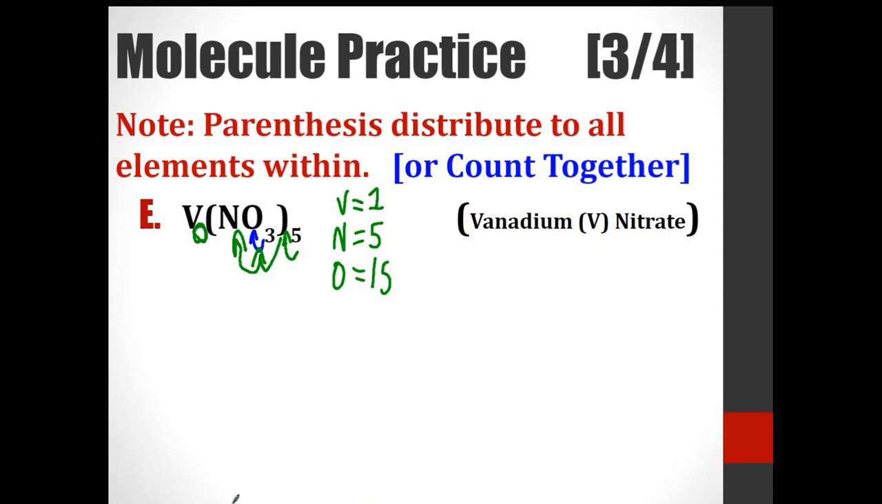I could also write this as V1(NO3)5, like that. This is an acceptable breakdown as well, because polyatomics are already bonded together. They act like one thing. You might as well treat them like one thing. Sorry, I don't want to do that. I want to do this.